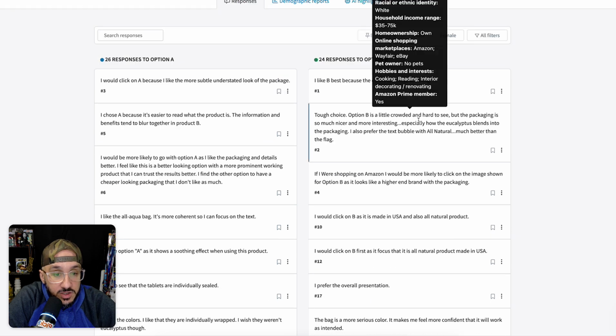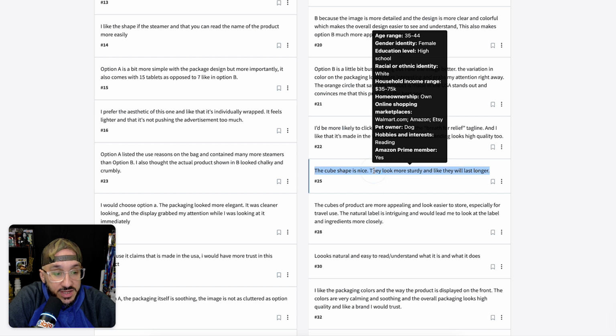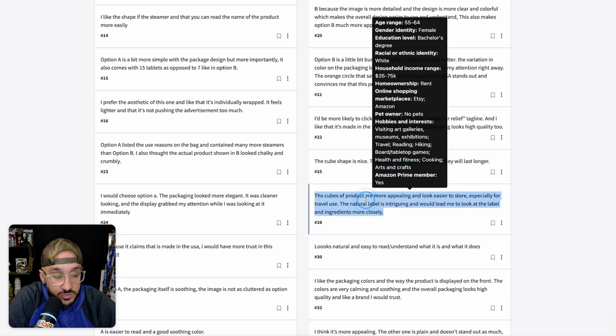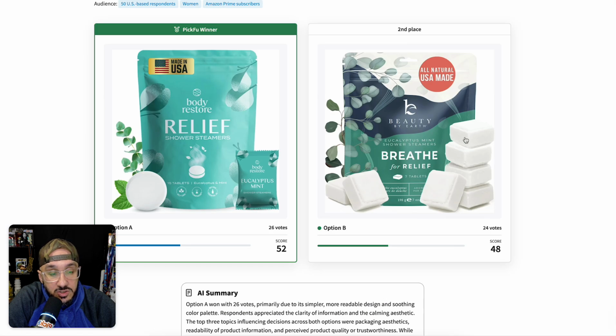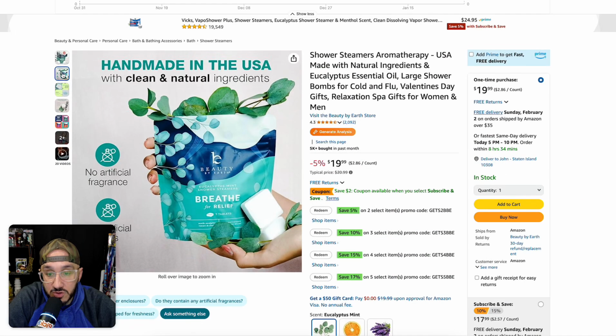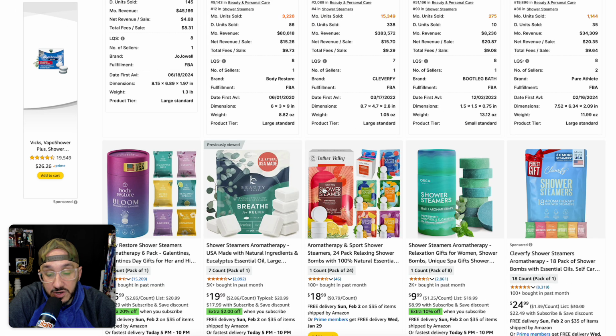Okay, let's take a look at this one. Colors are soothing, made in the USA, more serious color. The cube shape is nice. They look more sturdy. The cubes are more appealing. The packaging. Okay, so you can see the folks that like this liked that this was square cubes, not round. But it'd be interesting to find out if these are actually individually wrapped, because if this one is, a lot of people were liking that this is individually wrapped and it's not showing that there. Are they individually wrapped? Probably not. Doesn't look like it. No, they're not. That's good information for you to know, because they're basically telling you right here it's not as easy to read.